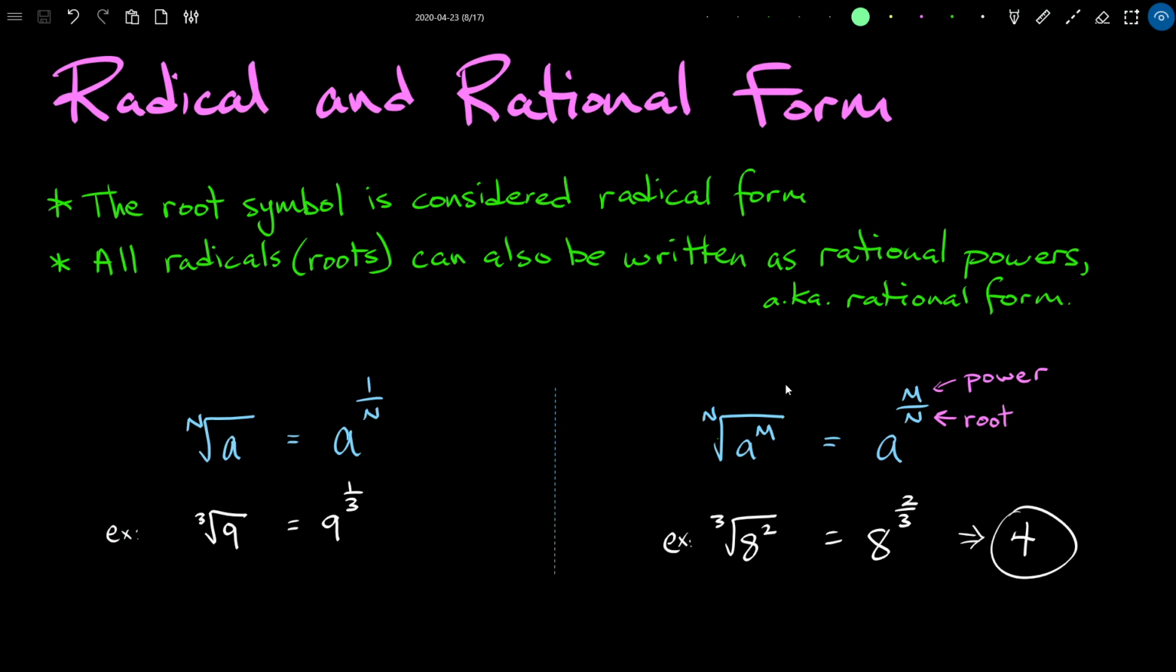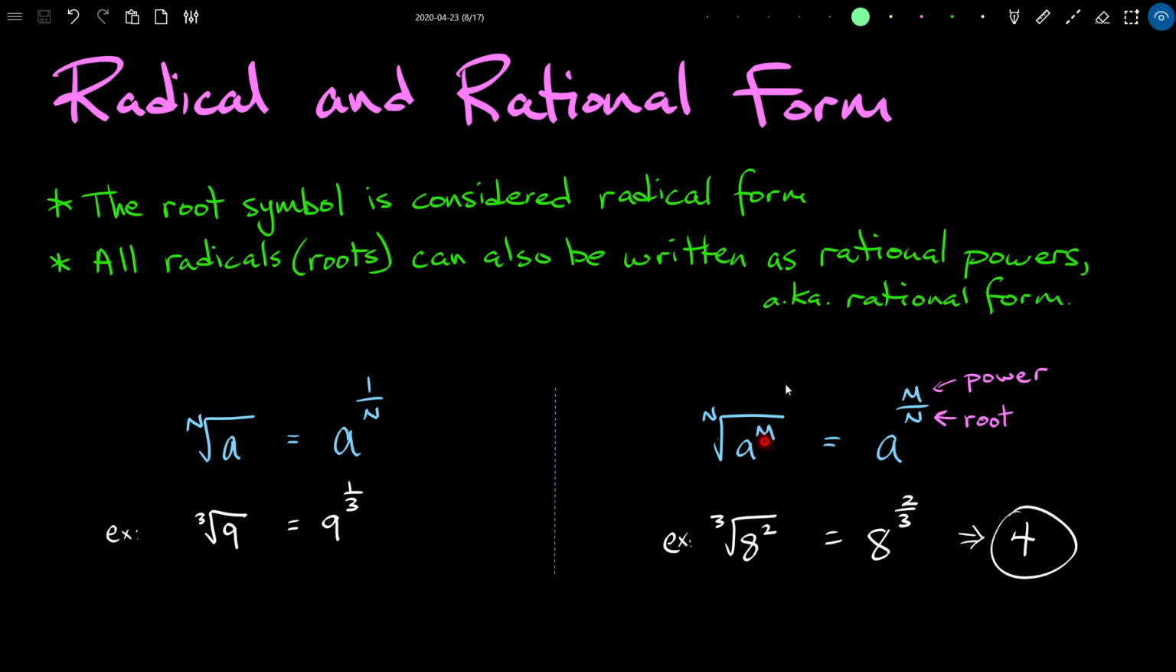On the right-hand side is the more complex version of the same topic. If we have the nth root of a to the m power, that could actually be written as a single number, a to the m over n. So like the left-hand side, the bottom number of the fraction power is the root, while the top number of the fraction is going to be the power.